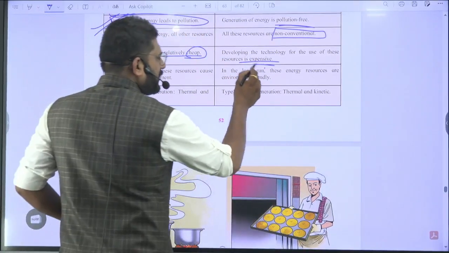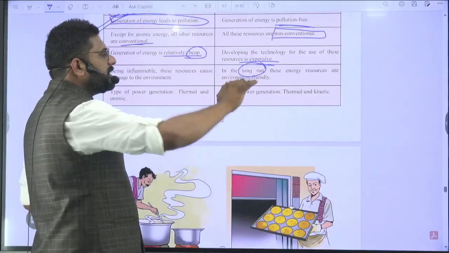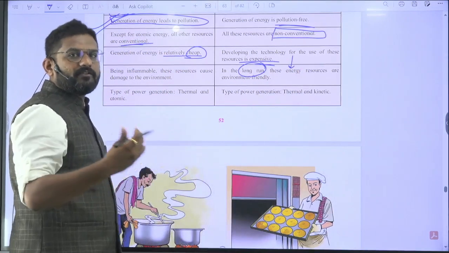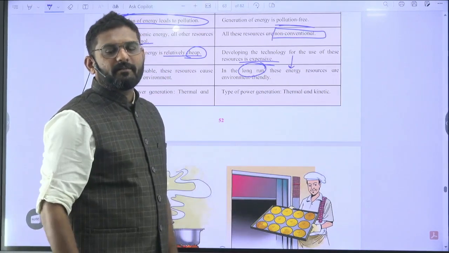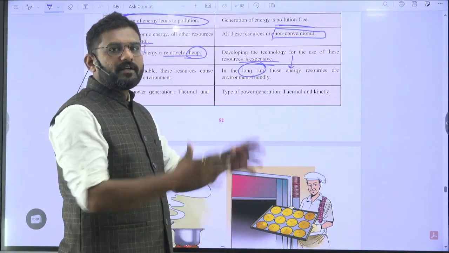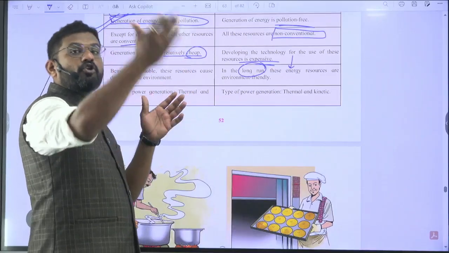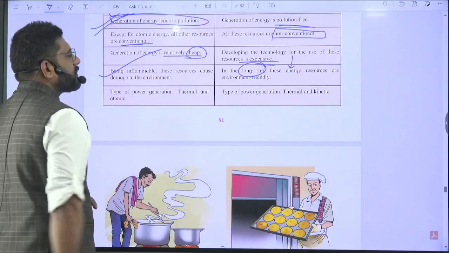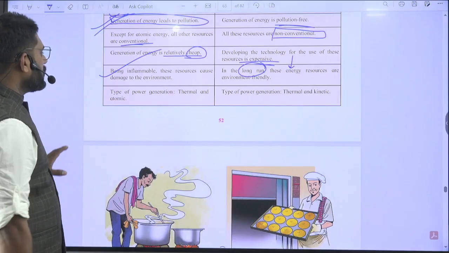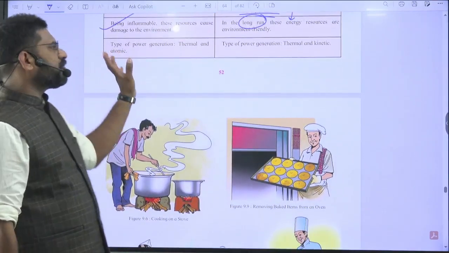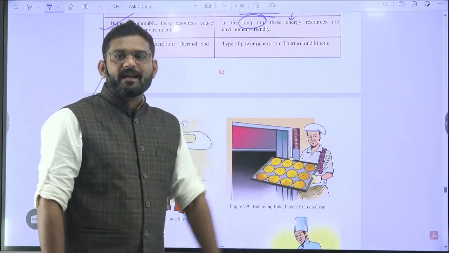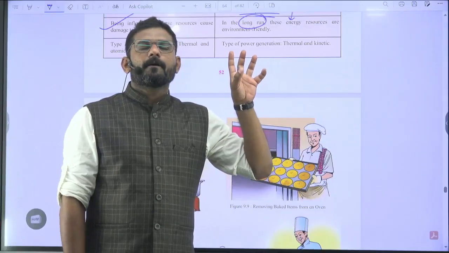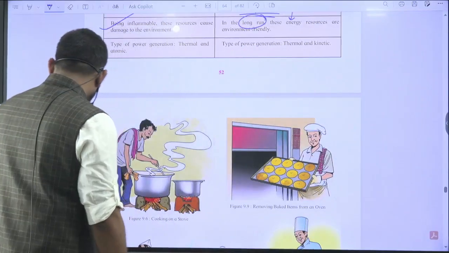But in a long run, for a long time, once you do this expenditure, once you invest in this solar panel, once you invest in this hydraulic turbines, once you invest in this wind turbines, then it goes on for a long period of time. It does not require that much of maintenance, but this requires maintenance. So type of power generation, thermal, atomic, etc. type of power generation, thermal and kinetic. So you will learn this thing in your science, but here I'll tell you a small science.